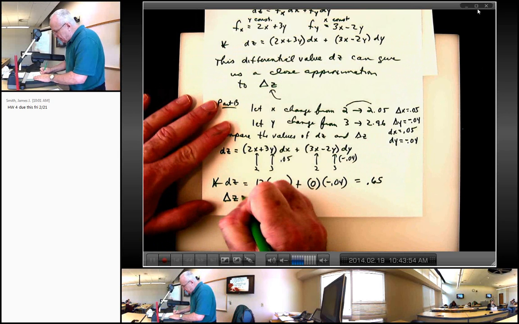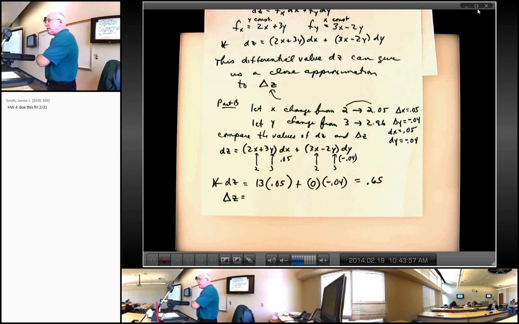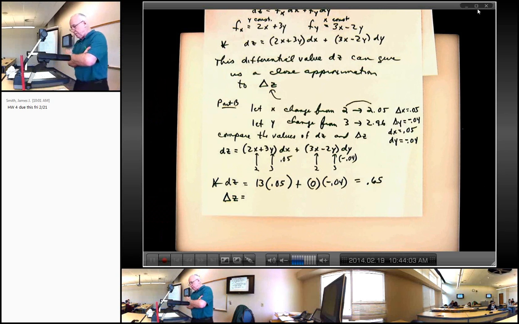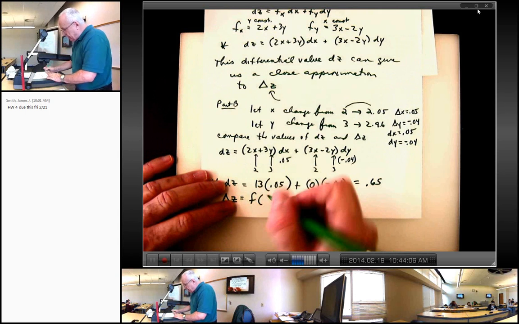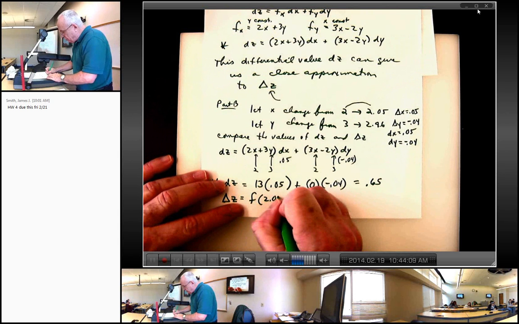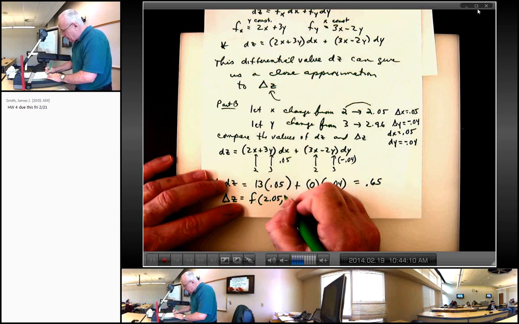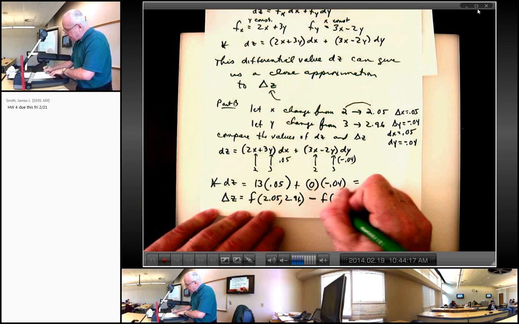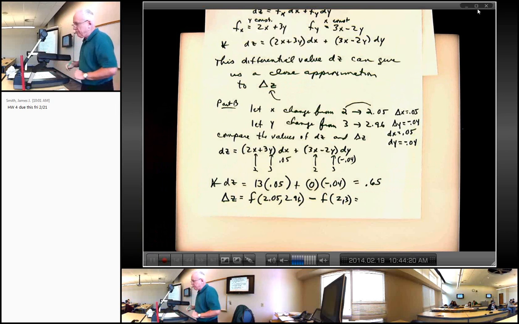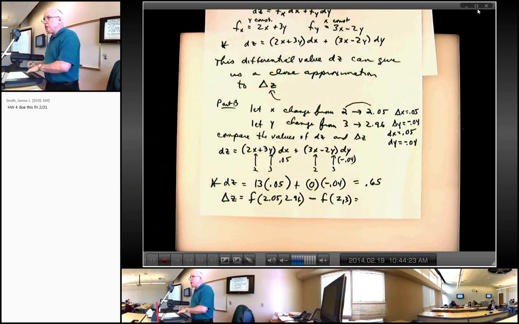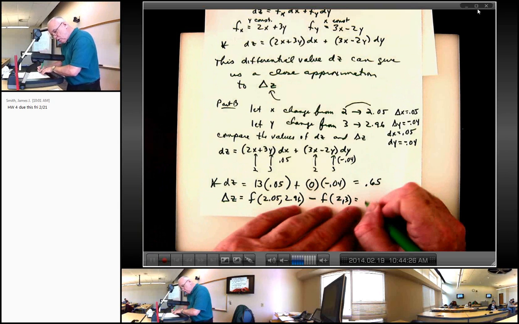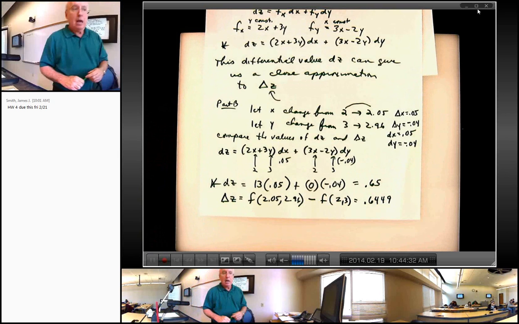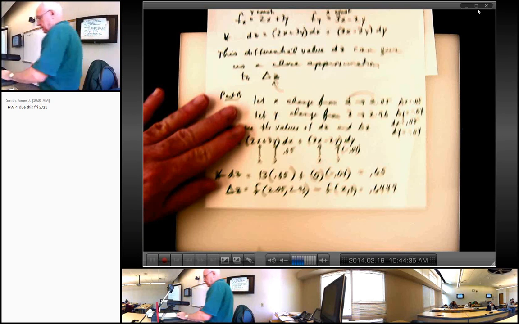Now let's calculate what delta z is. Delta z is the actual change in the function when we go from (2, 3) to the other two values. So it's going to be the value of the function at the new values, (2.05, 2.96), minus the value of the function at (2, 3). Now I'm going to leave out all the number crunching, and this is equal to 0.6449.